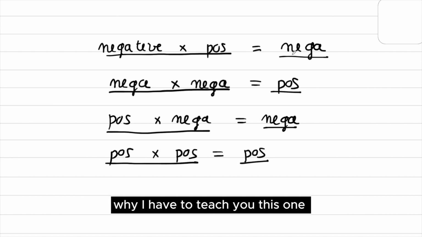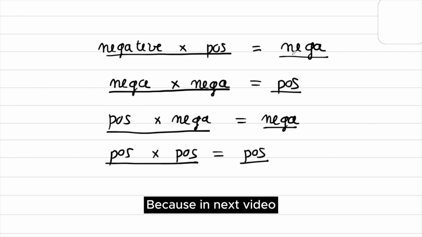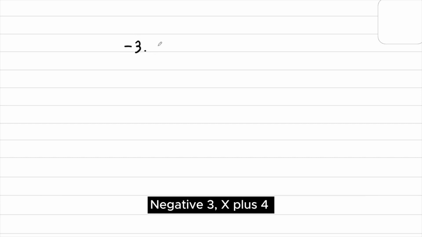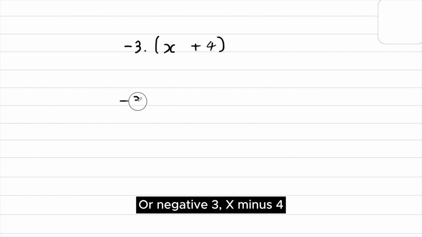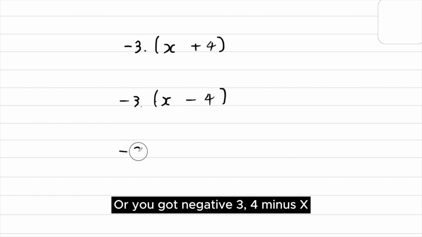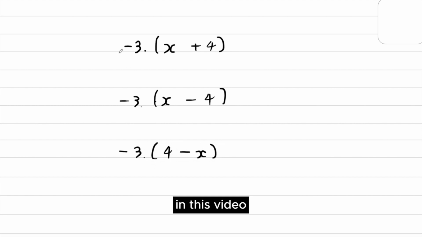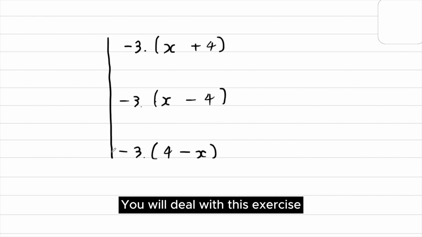Why do I have to teach you this? Because in the next video, you will work with other expressions with brackets like this: negative 3 times (plus 4), or negative 3 times (minus 4), or negative 3 times (4 minus 8). In the next video, you will deal with these exercises.